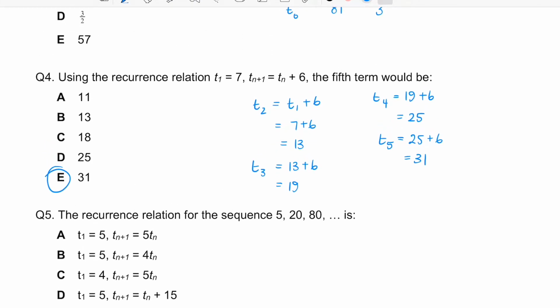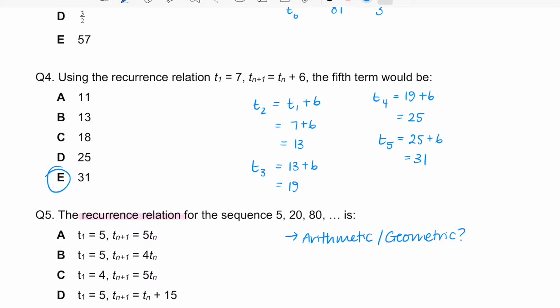So the next question says the recurrence relation for the sequence 5, 20, 80 is. Now, the challenging thing with this particular question is we don't know whether it's arithmetic or if it's geometric. So remember that if it's arithmetic, it's increasing or decreasing by the same amount. And then if it's geometric, it's either being multiplied or divided by a particular ratio. So what we need to work out is it arithmetic or is it geometric?